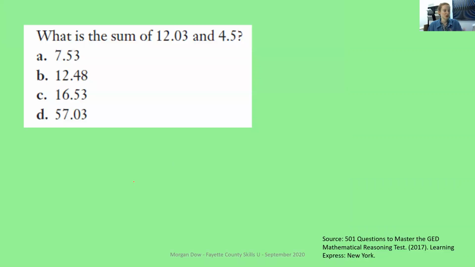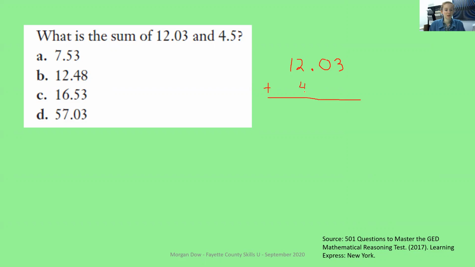All right, so starting with the first question here, it says, what is the sum of 12.03 and 4.5? So this is something you can maybe do on a calculator, but we can also try it by hand. So let's do that. When we're adding or subtracting with decimals, we want to make sure we are always lining up our place values. This is something you do with whole numbers. It's something you also must do with your decimal numbers.